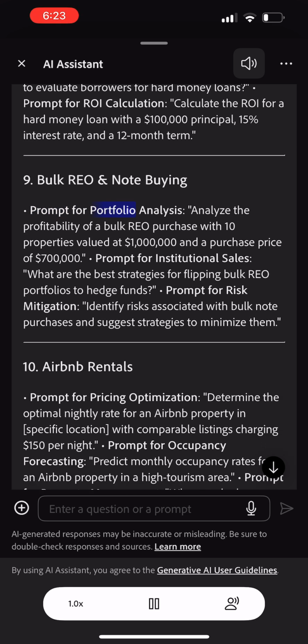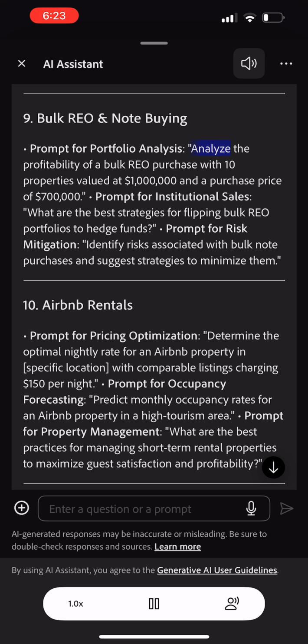9. Bulk REO and note buying. Prompt for portfolio analysis. Analyze the profitability of a bulk REO purchase with 10 properties valued at $1 million and a purchase price of $700,000. Prompt for institutional sales. What are the best strategies for flipping bulk REO portfolios to hedge funds? A prompt for risk mitigation. Identify risks associated with bulk note purchases and suggest strategies to minimize them.